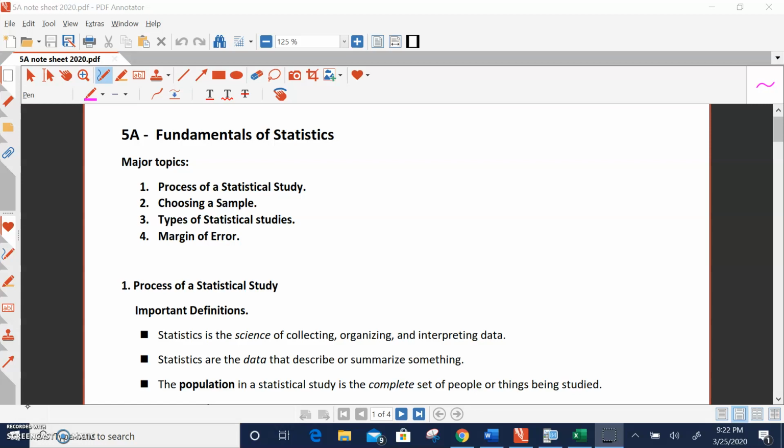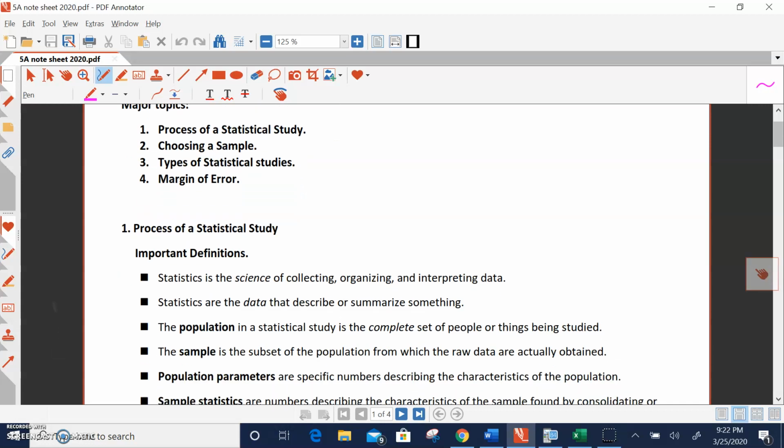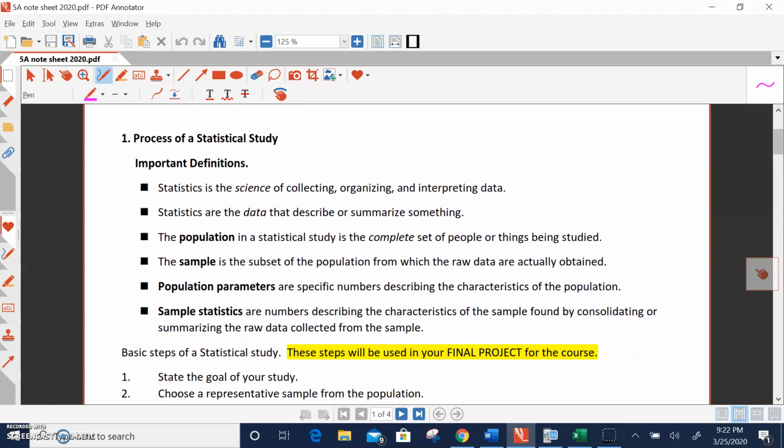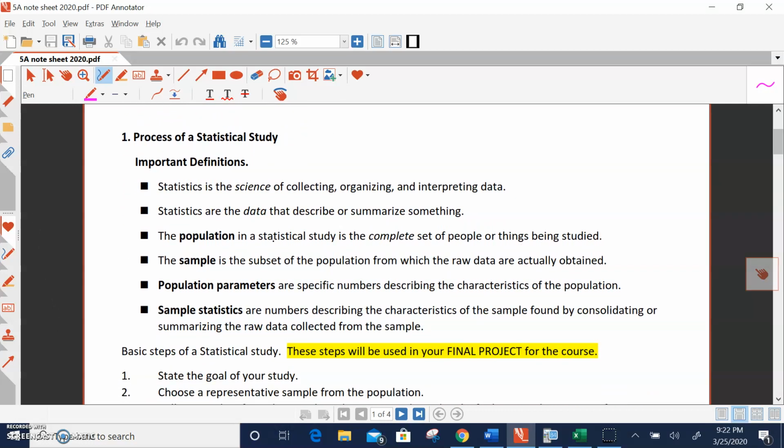So what we'll look at here is the process of a statistical study. We'll look at choosing a sample, types of statistical studies, and a thing called margin of error. So let's start with the process of a statistical study. We need to know some definitions given a new chapter, new content. So these are some of the terms we're going to use that you need to be familiar with.